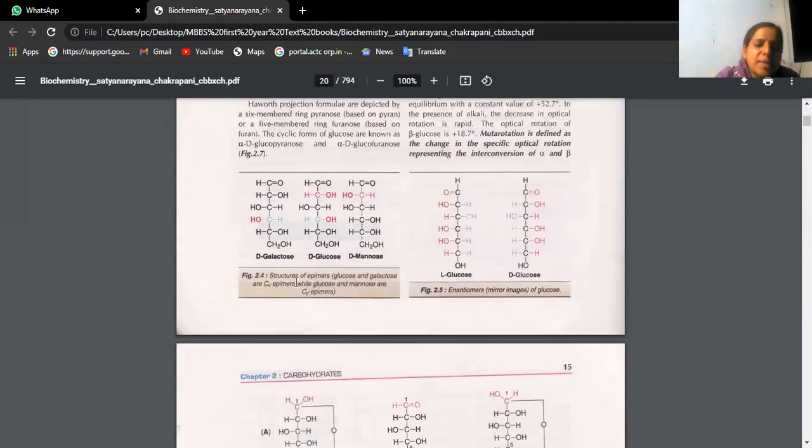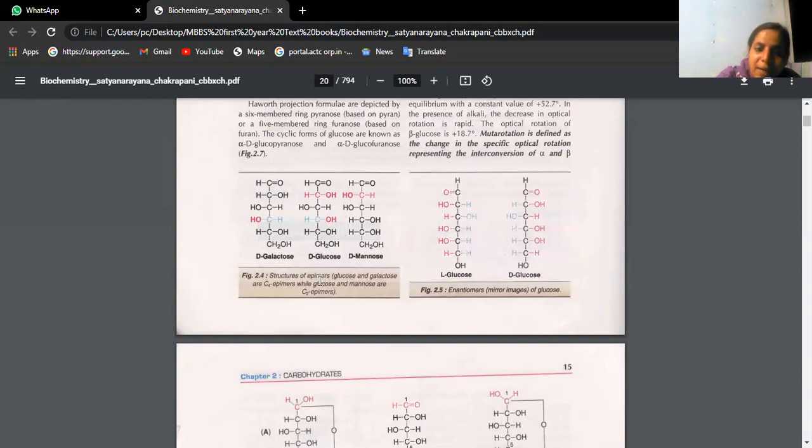Yeah, beta. See, epimer. What is an epimer? If you observe the structure of D-galactose and the structure of D-glucose, both are similar, mirror images, but they differ in the configuration around the fourth carbon atom. When you check the fourth carbon atom, OH is on the left side and hydrogen is on the right side. Whereas for D-glucose, H is on the left side and OH is on the right side. So D-glucose and D-galactose are epimers at the fourth carbon atom.